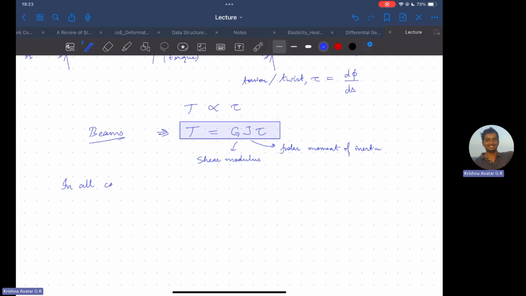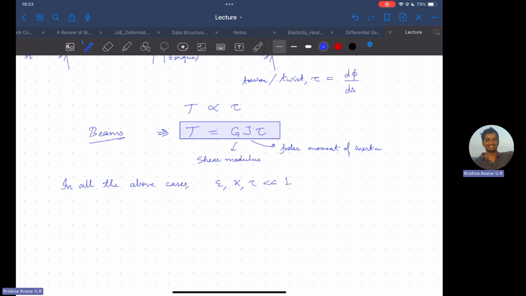In all the above cases considered so far, epsilon, kappa, and tau are very small, just for the bending law to hold. However, it does not mean that they have to be the same, but still they can go large deformation.